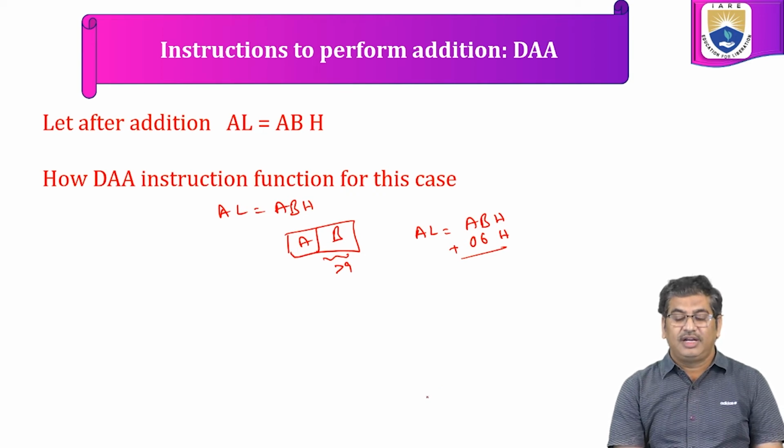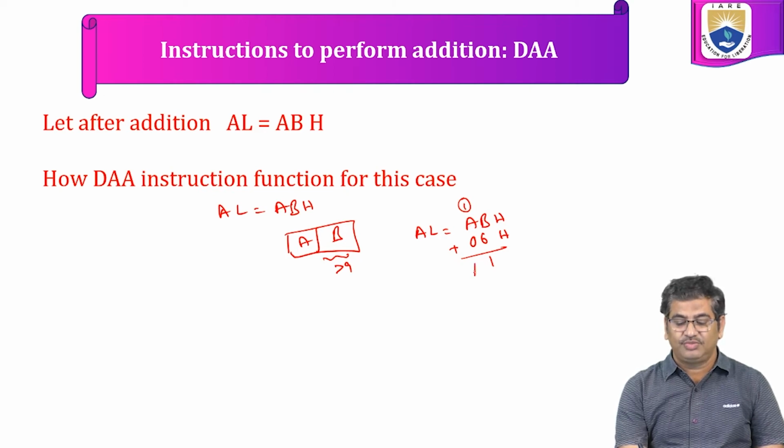This is a hexadecimal addition operation. B plus 6. B in the decimal equivalent is 11. 11 plus 6 is 17 in decimal. In hexadecimal, it is equivalent to 11H. 1 carry. A plus 1 is B. B plus 0 is B. So after the first step, we will get the AL register content as B1H.